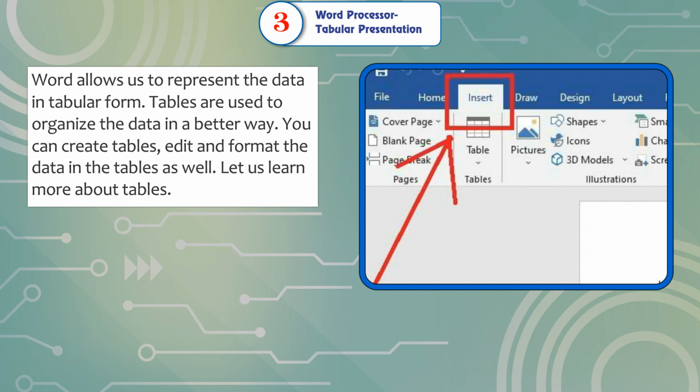Word allows us to represent the data in tabular form. Tables are used to organize the data in a better way. You can create tables, edit, and format the data in the tables as well. Let us learn more about tables.